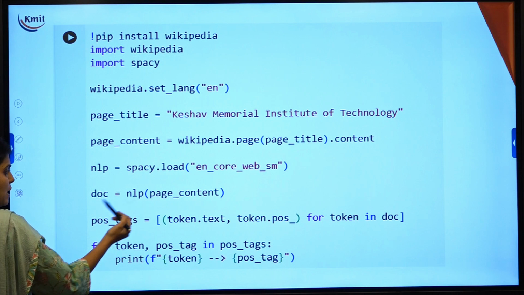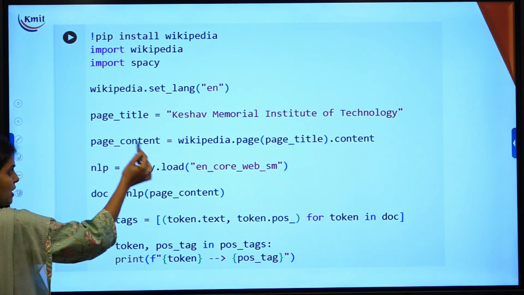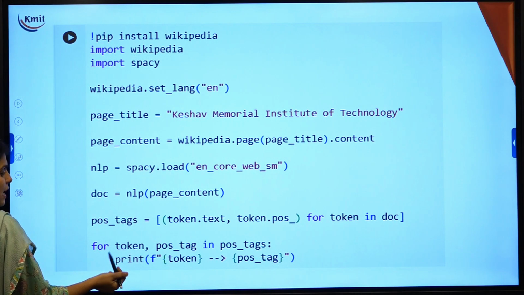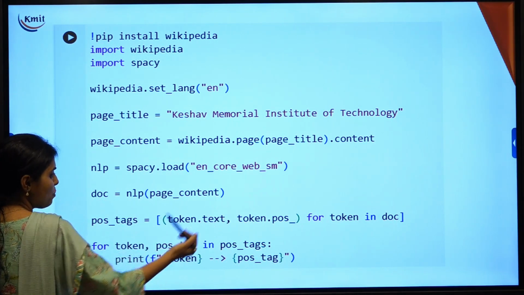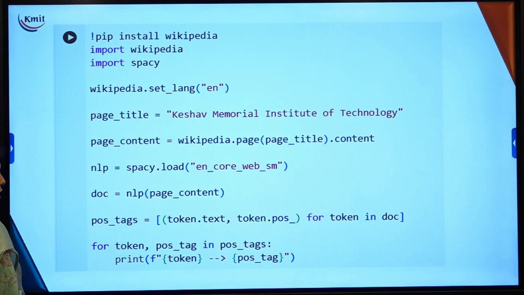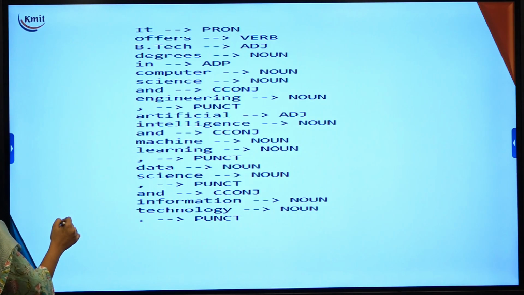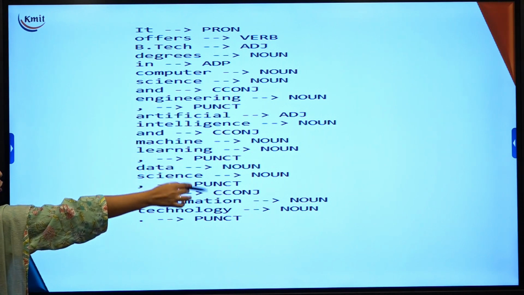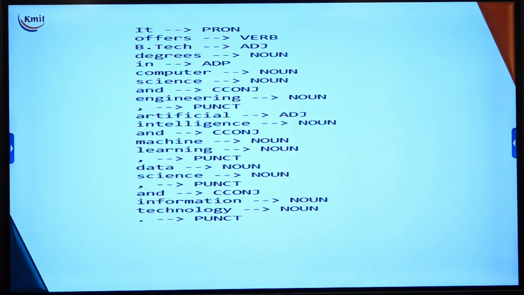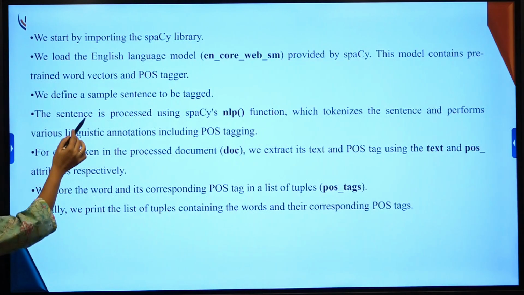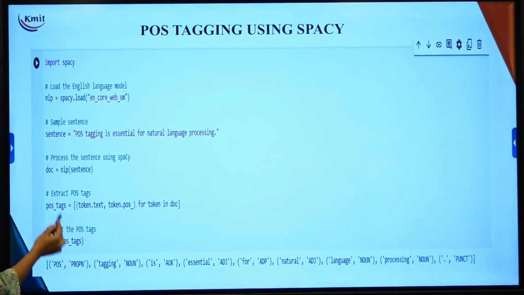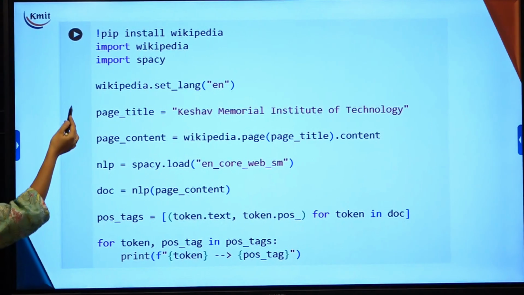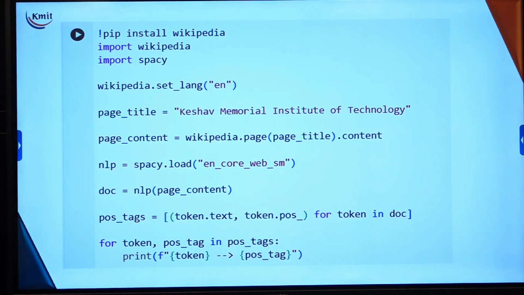I am using the same function nlp, and inside it the page content, whatever I have taken in the title. Using .text and .pos for each token, I want to generate POS tags. When you do this, this is how I get my output. For each and every token generated from the Wikipedia page, I have the corresponding POS tags generated. So this is an example of POS tagging for one simple sentence using spaCy, and this is how we can download a Wikipedia page and generate the POS tags from it using the spaCy library.